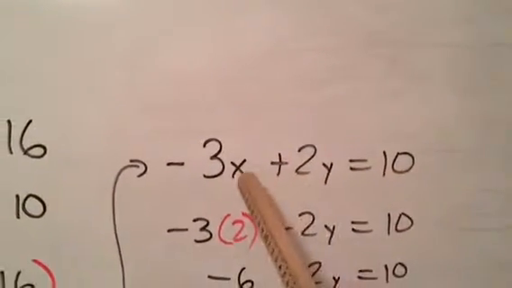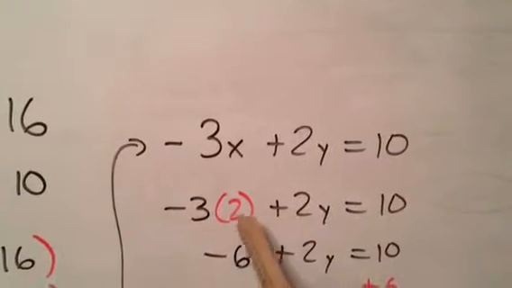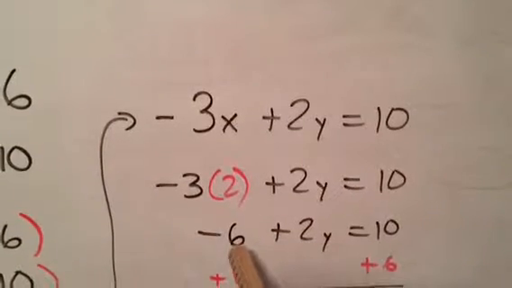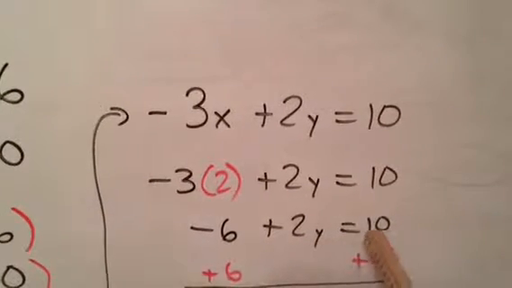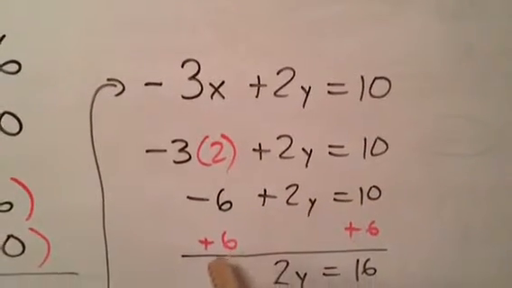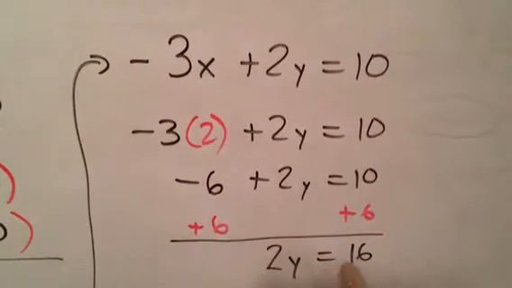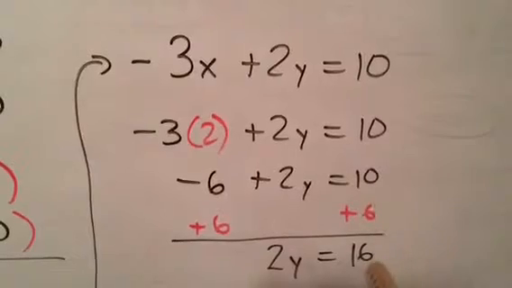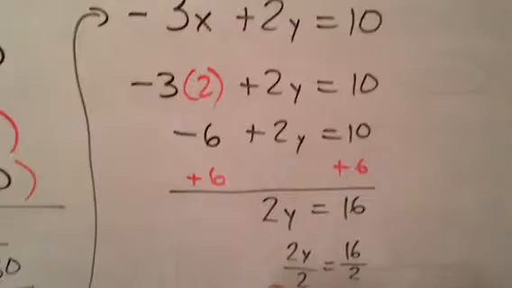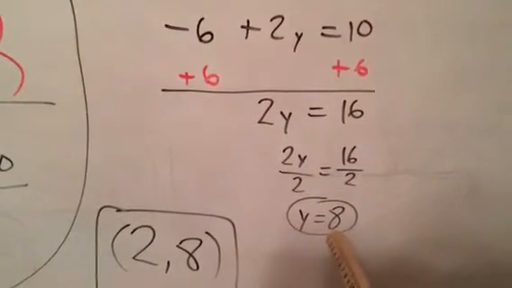And so now that I know that x has a value of 2, by substituting 2 for x, I can now solve this equation by going negative 3 times 2 is negative 6, plus the 2y is equal to 10. We now have a two-step equation. We're going to add 6 to both sides, creating 2y is equal to 16. 10 plus 6 is 16. Negative 6 and 6 cancel. And then by dividing both sides by 2, we discover y is equal to 8.